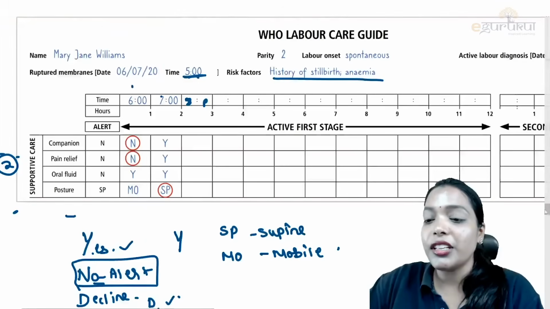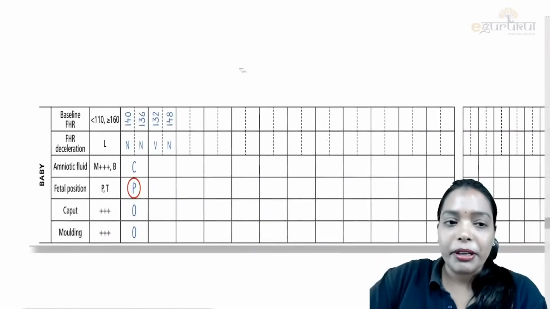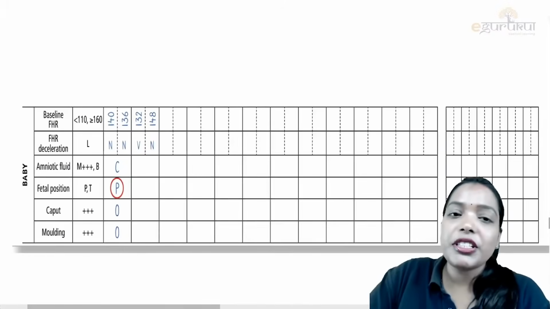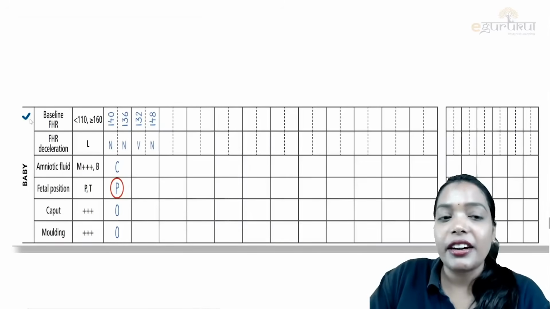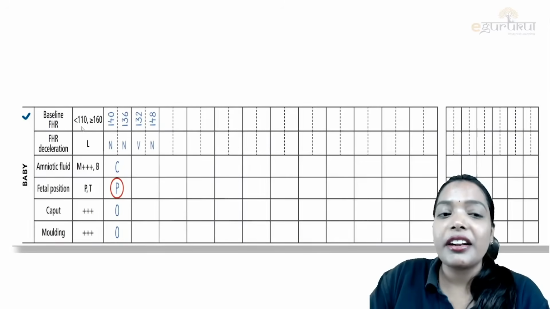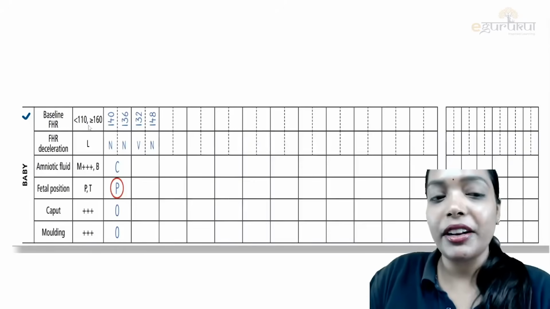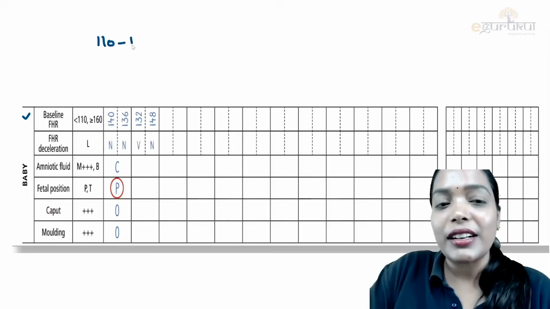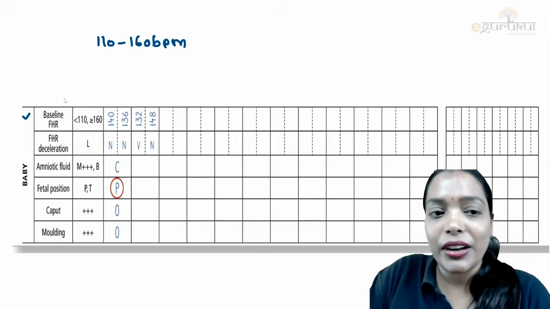Now coming to section 3. Section 3 is about the fetus or the baby. The components which are present are baseline fetal heart rate. The baseline fetal heart rate should be between 110 to 160.